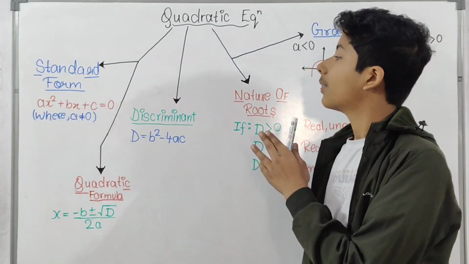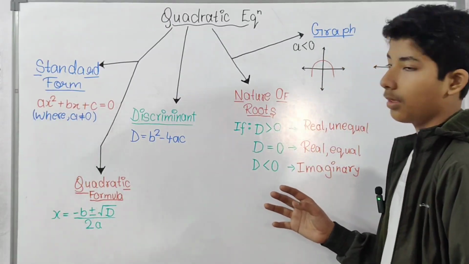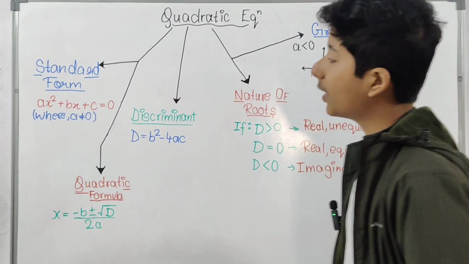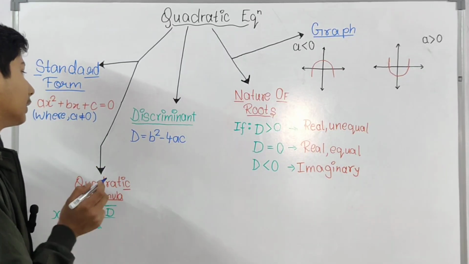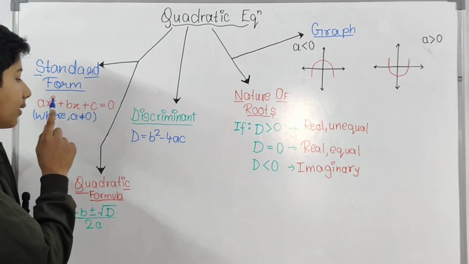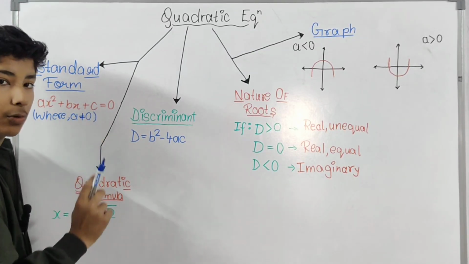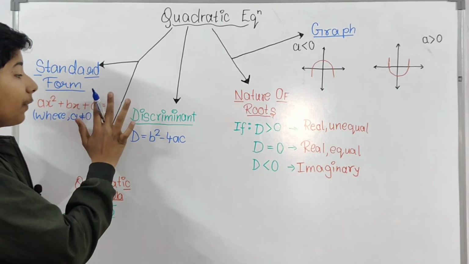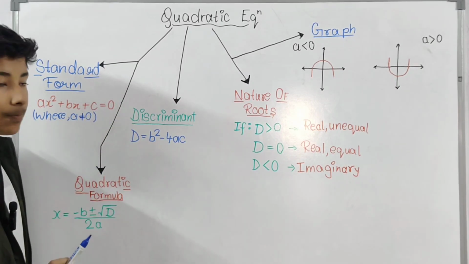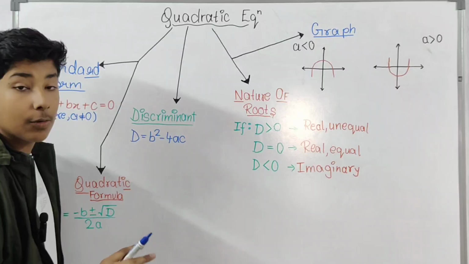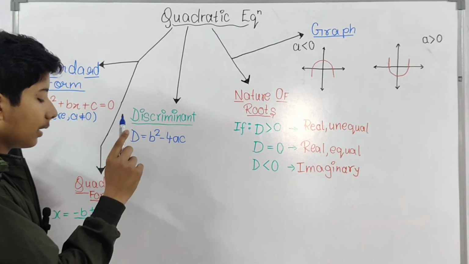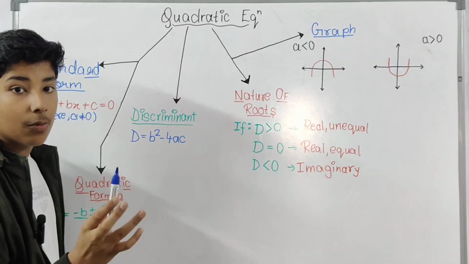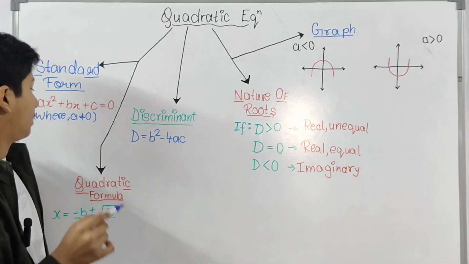Firstly, what is the standard form of writing a quadratic equation? It is ax square plus bx plus c equals to 0. If the equals to 0 is not there, then it will be known as a quadratic polynomial. But if the equal to sign is there, then it will be called a quadratic equation.